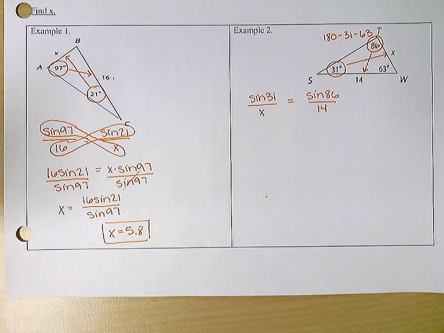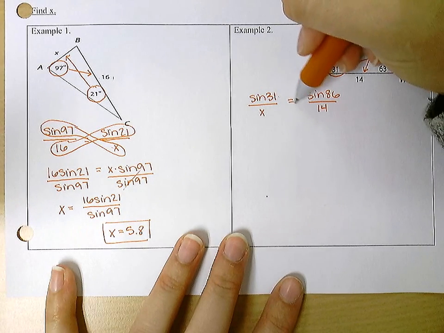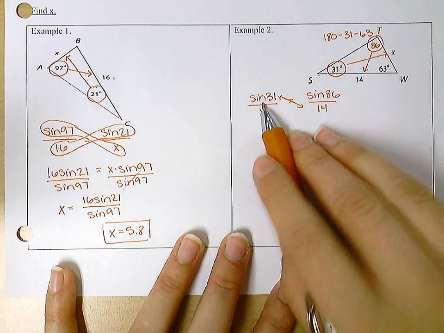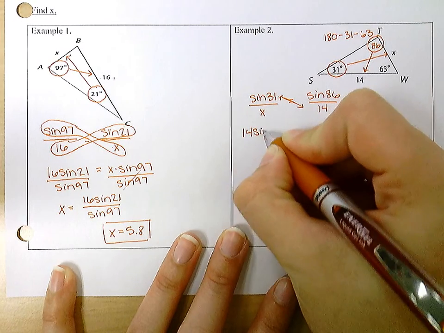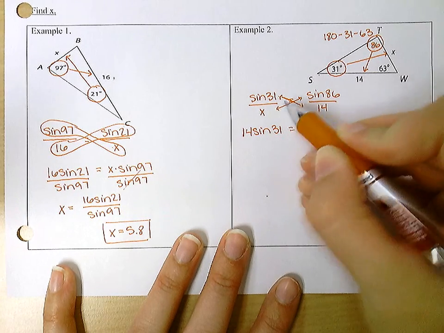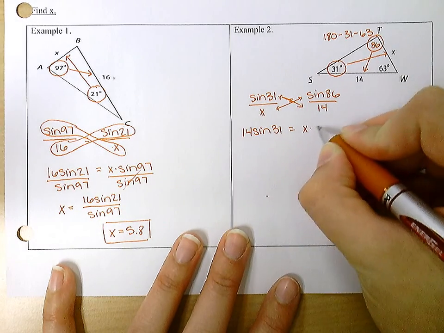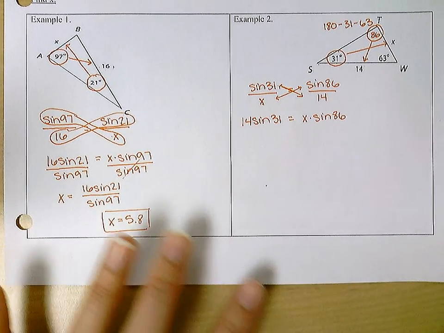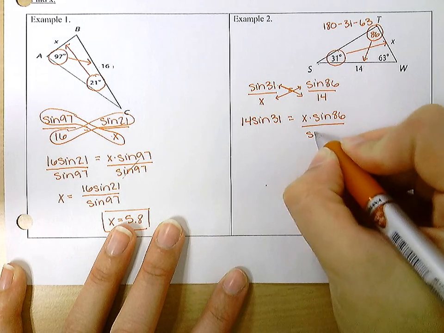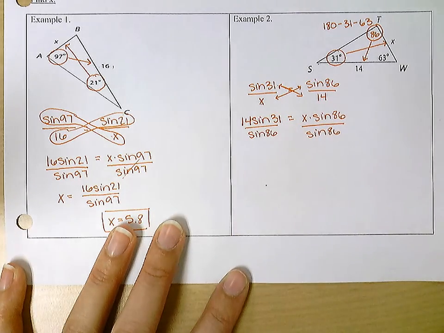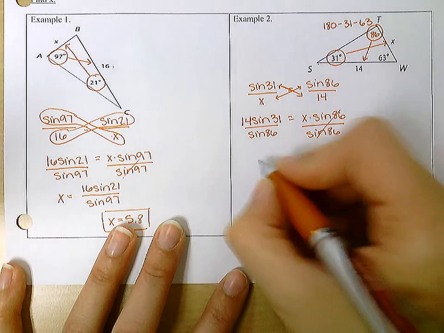Now from here, after I set up law of sines, again, all I do is cross multiply. So multiply across that equal sign right here. So I have 14 times the sine of 31. Then that's equal to, again, cross multiply, x times the sine of 86. And again, I want x by itself. So we need to divide out the sine of 86 from both sides so that it cancels on the right.